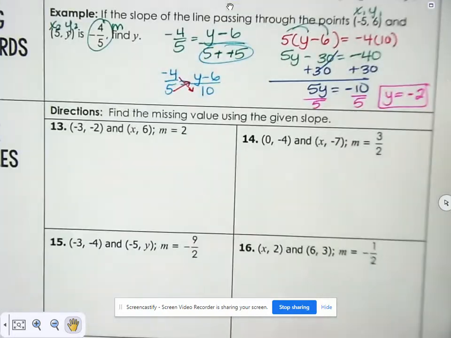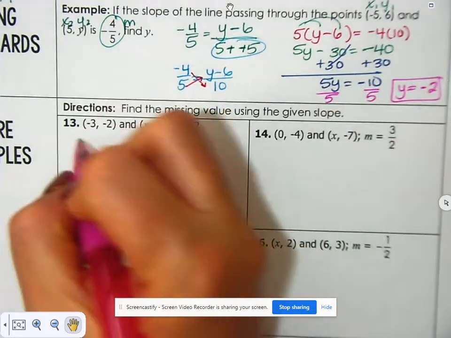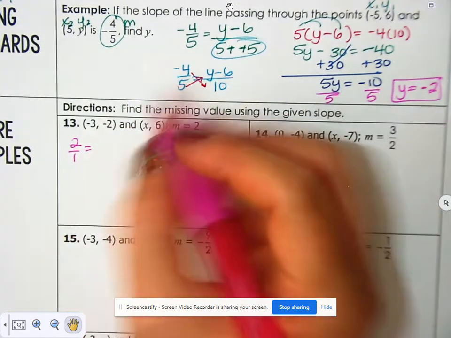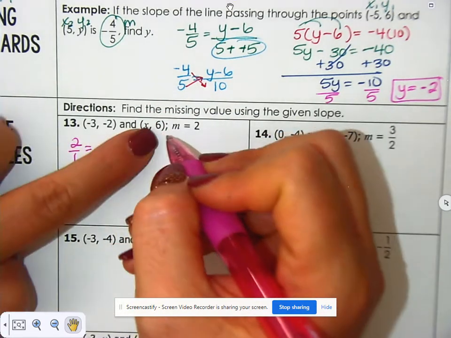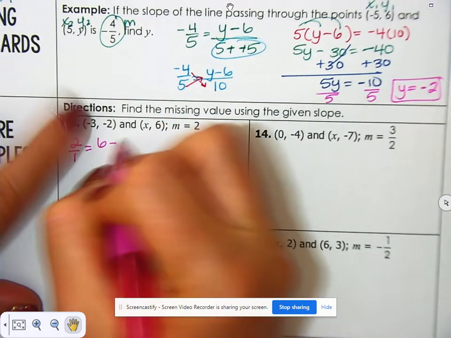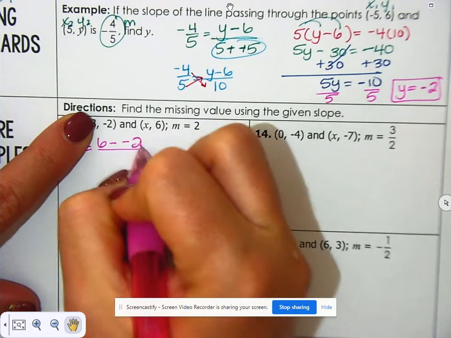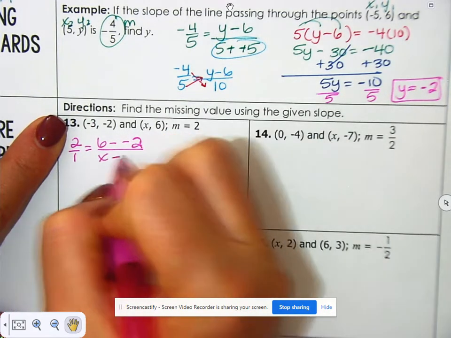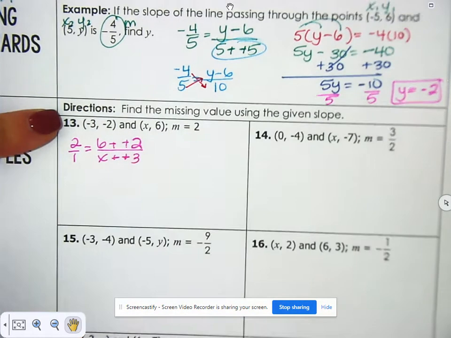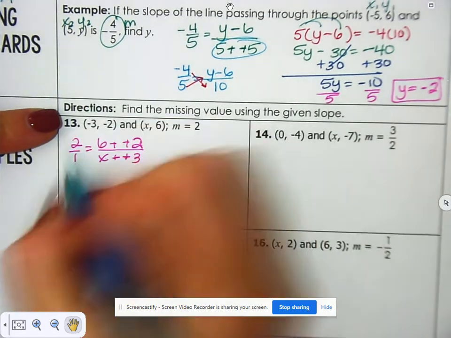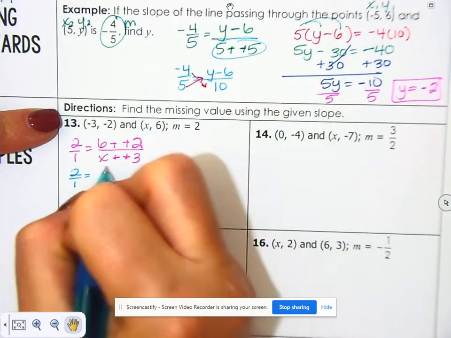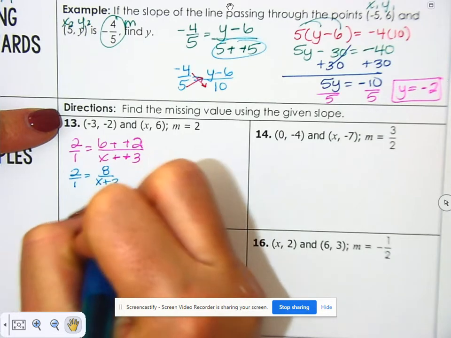Same exact setup on all of them, okay? So put your m first. So my m here is 2. I'm going to make that a fraction. My y2 value is 6 minus negative 2. And then x minus negative 3. So change your double negatives. All right, the next step is going to be to simplify. 6 plus 2 is 8.